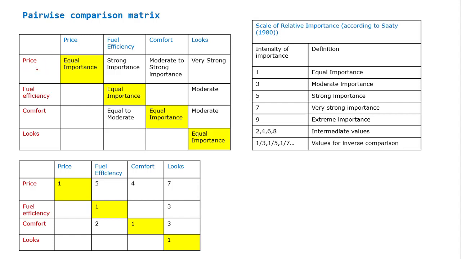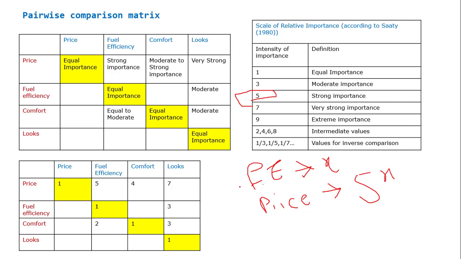Price is compared with price, so equal importance. Price compared with fuel efficiency has strong importance. It means if fuel efficiency has x value, then price, having strong importance, meaning 5, will have 5x value. So we will put 5 here. If price is compared with comfort, it has moderate to strong importance. Moderate is 3, strong means 5, so moderate to strong importance means 4. Okay, so 4 will come here.